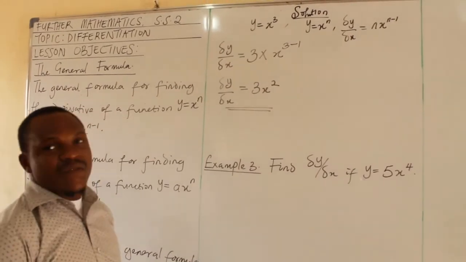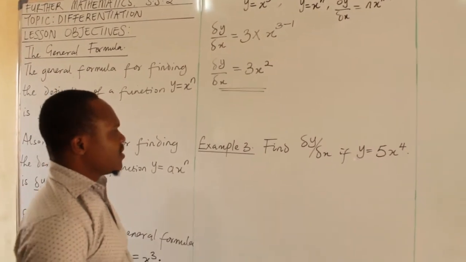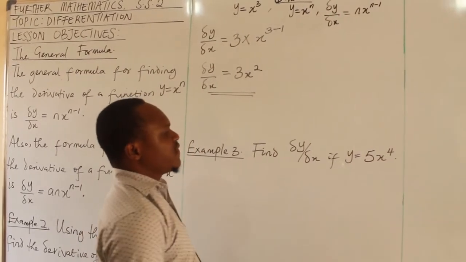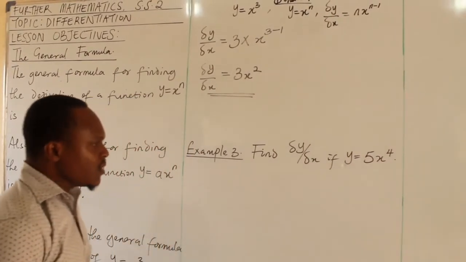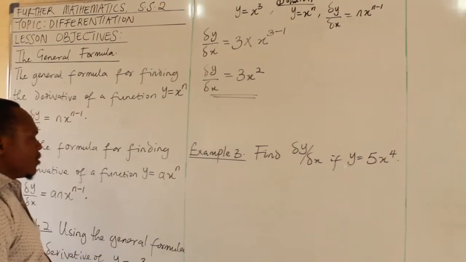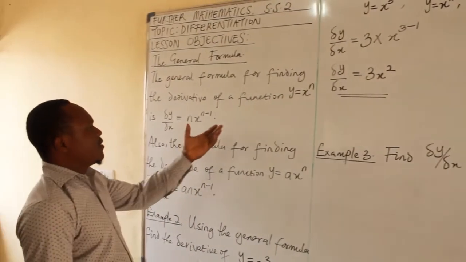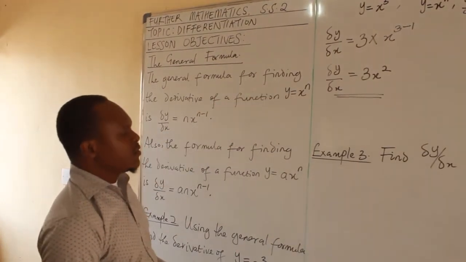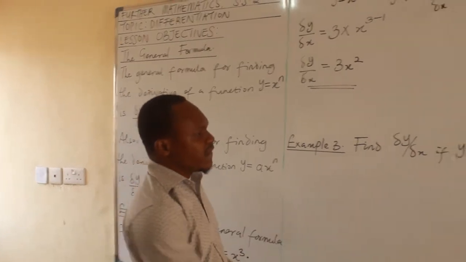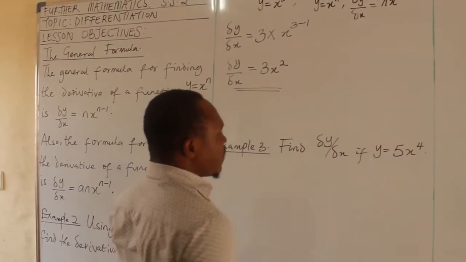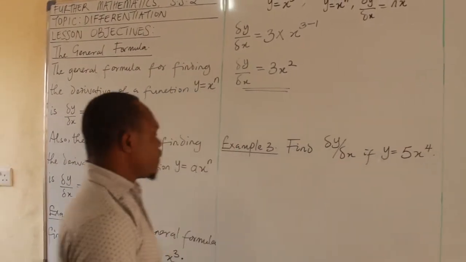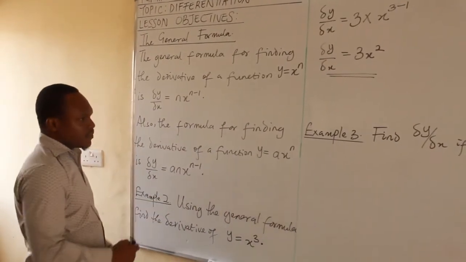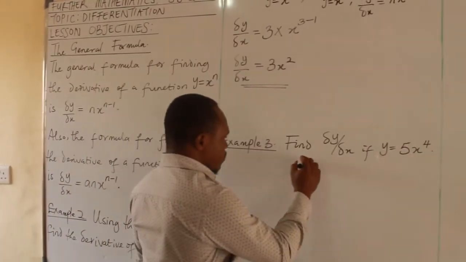We move on to example 3 that says, find dy over dx if y is equal to 5x raised to the power 4. Now, for example 2, you observe that I used the first formula here, okay, where y is equal to x raised to the power n. But for example 3, we have a scalar multiplying x to the power 4. We have 5 multiplying x to the power 4, which means we are going to be using this formula. Okay, solution.